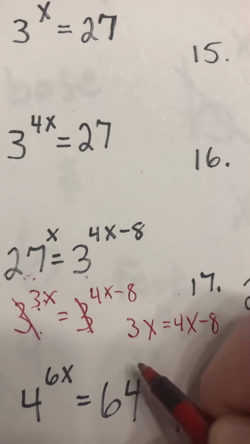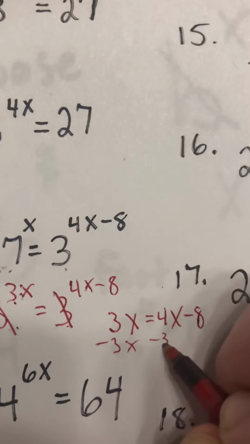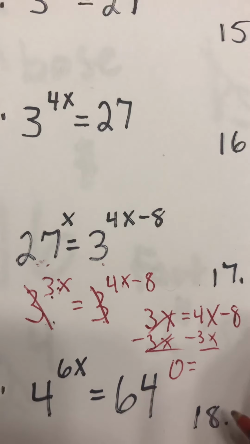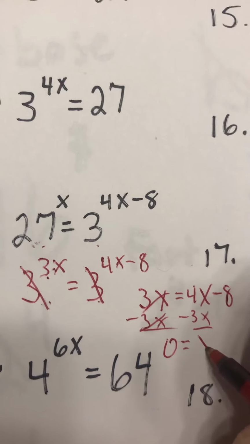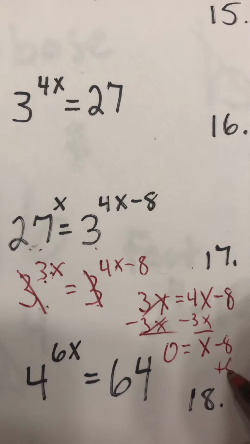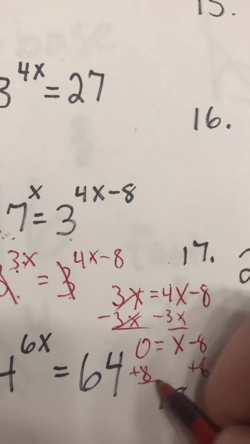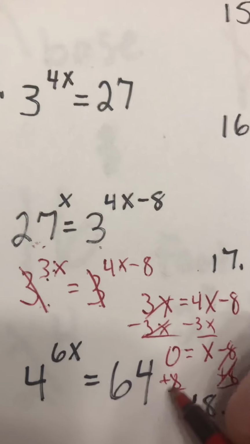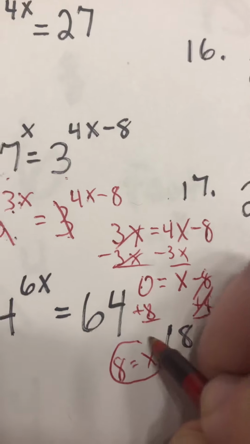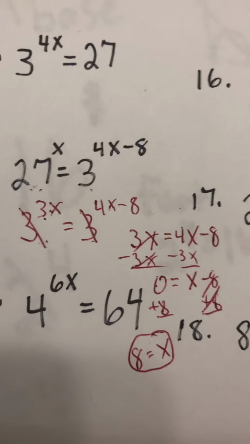So I would do this by subtracting 3x on both sides, little to the big. Those cancel, and I have 0 equals 4x take away 3x is x minus 8. Then I move the 8 over to get x by itself by adding 8 to both sides. The 8's cancel, 0 plus 8 is 8 equals this x here. And so we get x equals 8 for that problem.